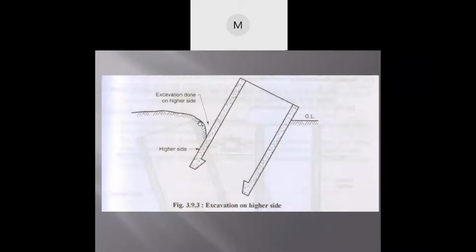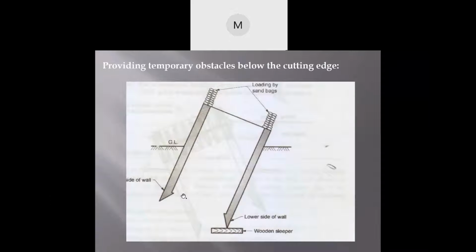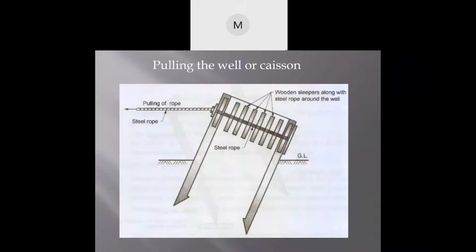Next is excavation on the higher side. Now this is a simple thing. Everyone knows it. If you are excavating here using an excavator, then this will sink down, no? These are certain simple techniques. Now this is eccentric loading only, but a bit more complicated. We have to put some temporary obstacles below this cutting edge, and then place some loadings. But putting an obstacle in the bottom part is a very difficult task. Then pulling the wheel or caisson.